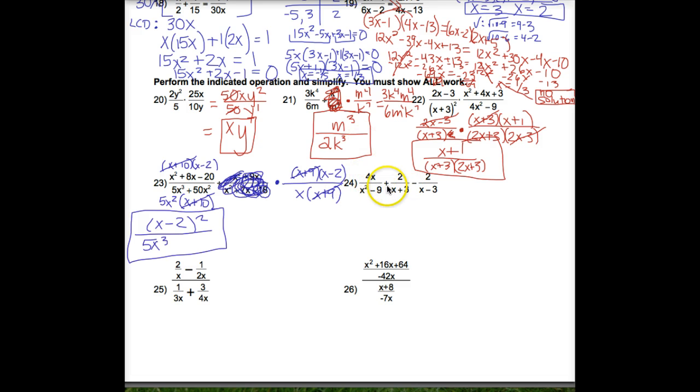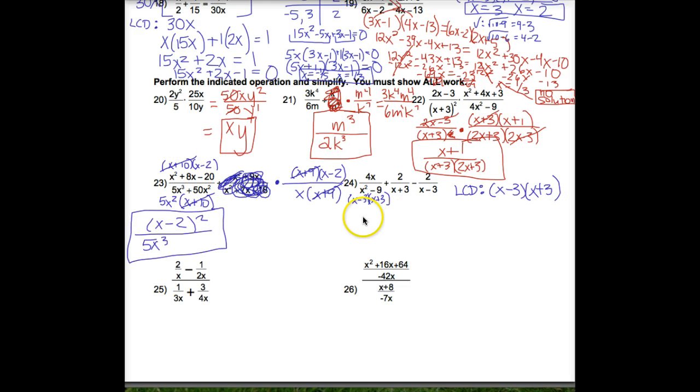24. This is addition and subtraction. To add and subtract fractions, you have to have a common denominator. And to find an LCD, you have to have it in factored form. So I have to factor this first one. The other two are already factored. So my LCD, the two factors that I see are x minus 3 and x plus 3. So that is my LCD.